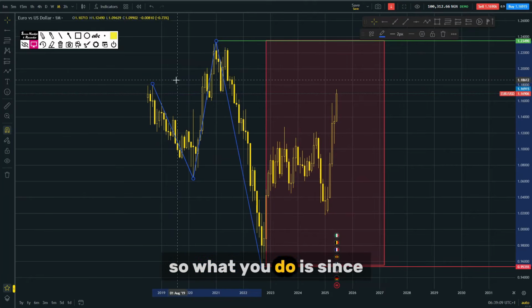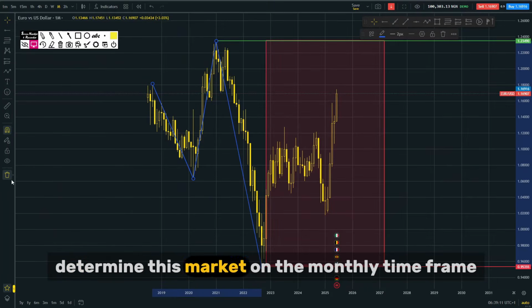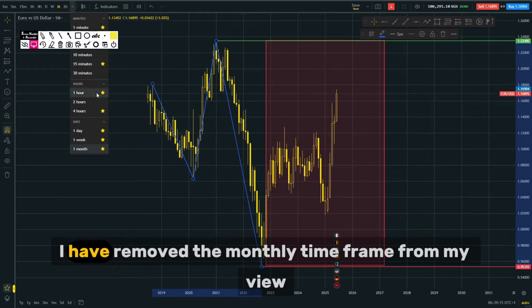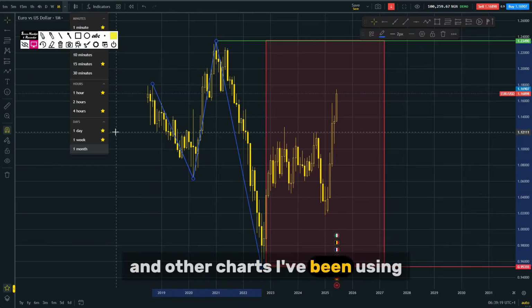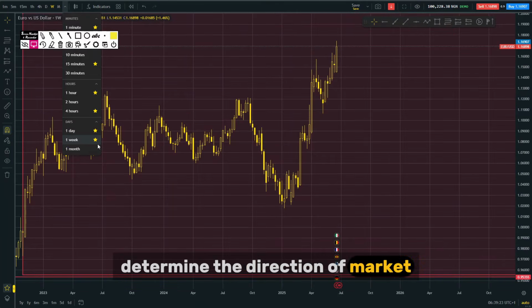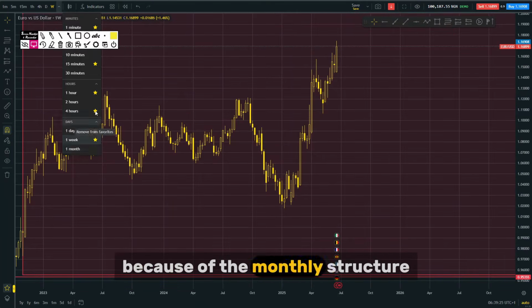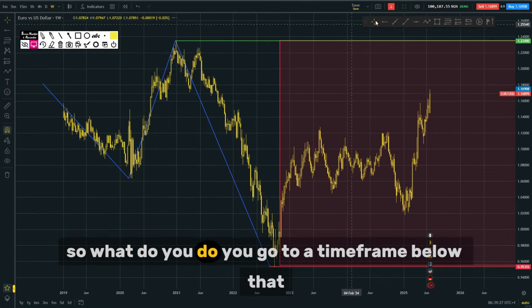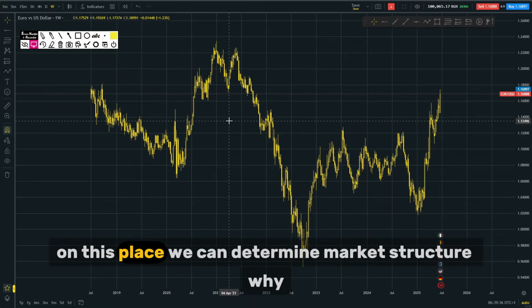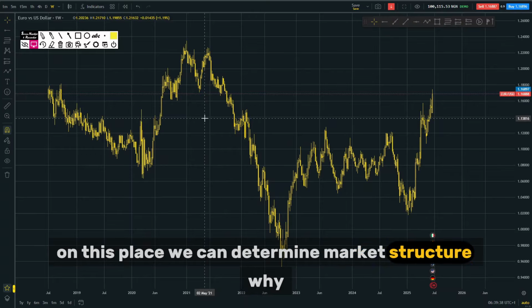So what you do is, since you cannot determine this market on the monthly time frame, and this is why, if you've noticed my chart recently, I have removed the monthly time frame from my view and other charts I've been using. And it is simple, because I cannot determine the direction of the market on a monthly time frame because of the monthly structure. So what you do, you go to a time frame below that, where you can now determine structure. So you can now say that on this location, on this place, we can determine market structure. Why?